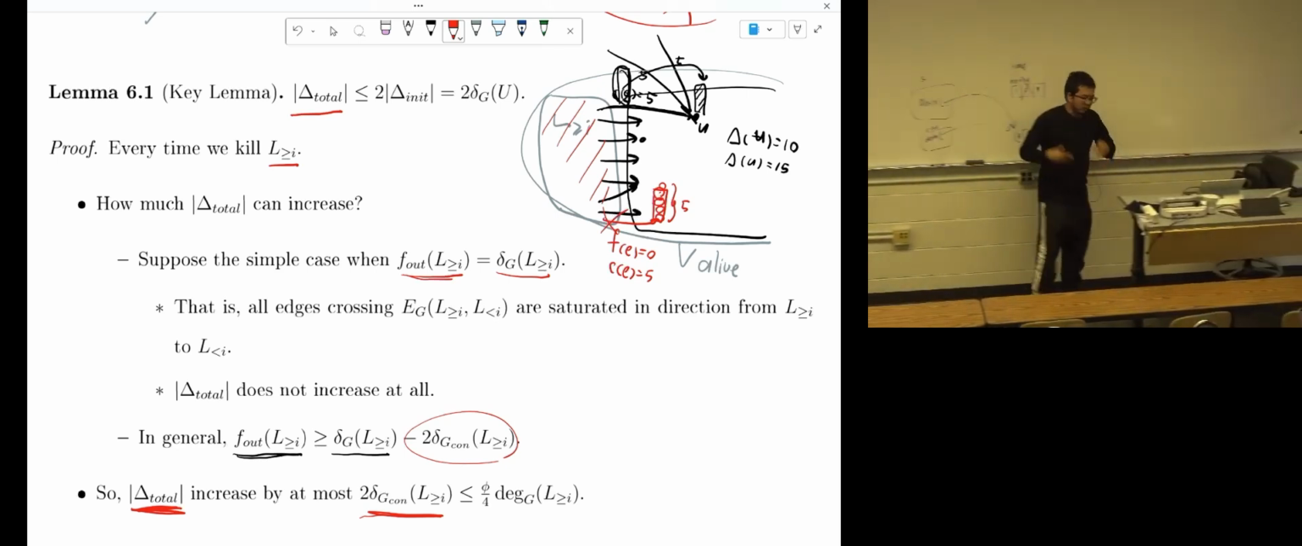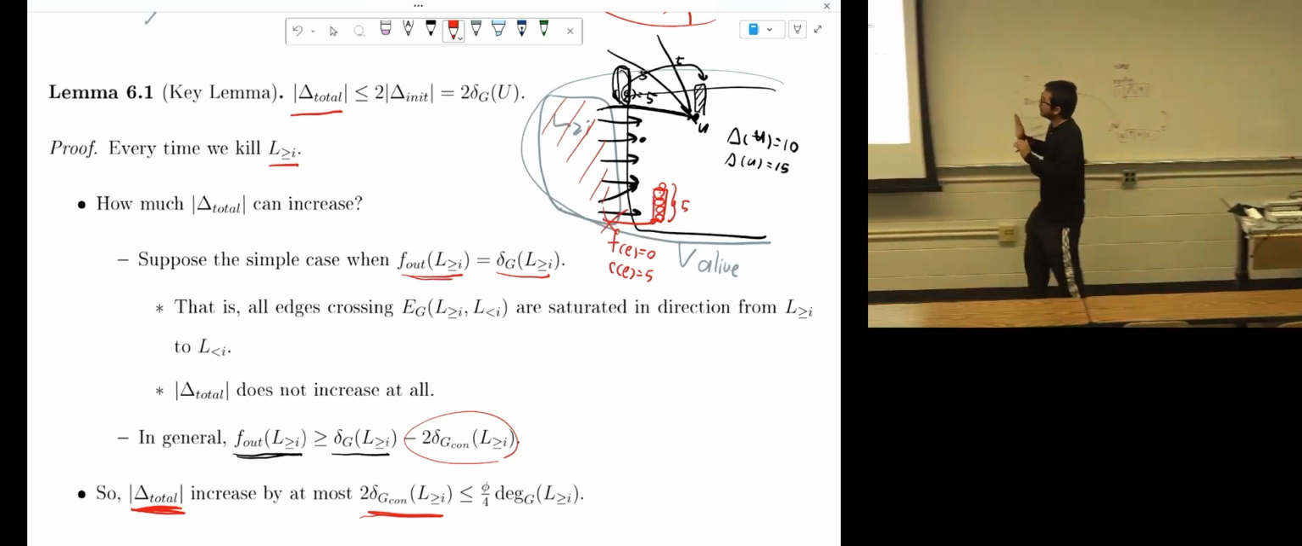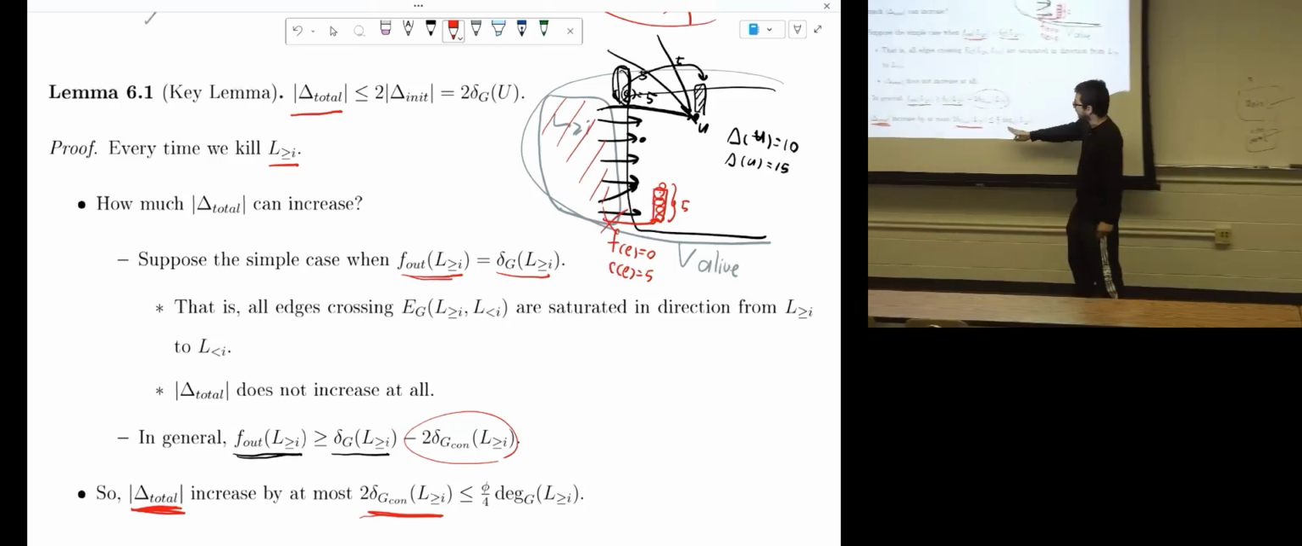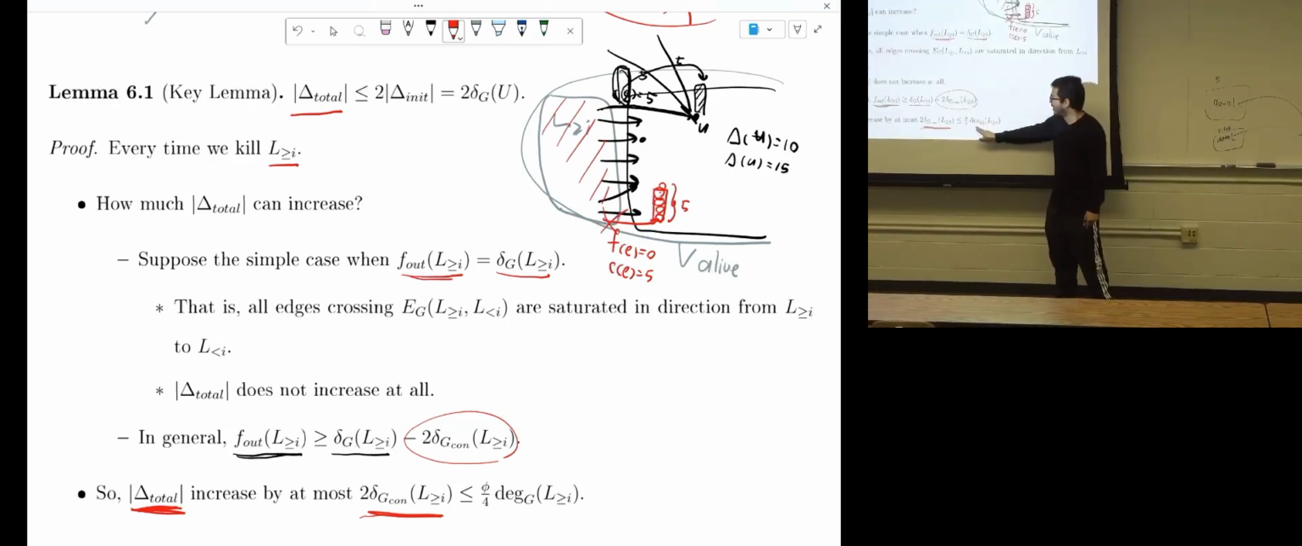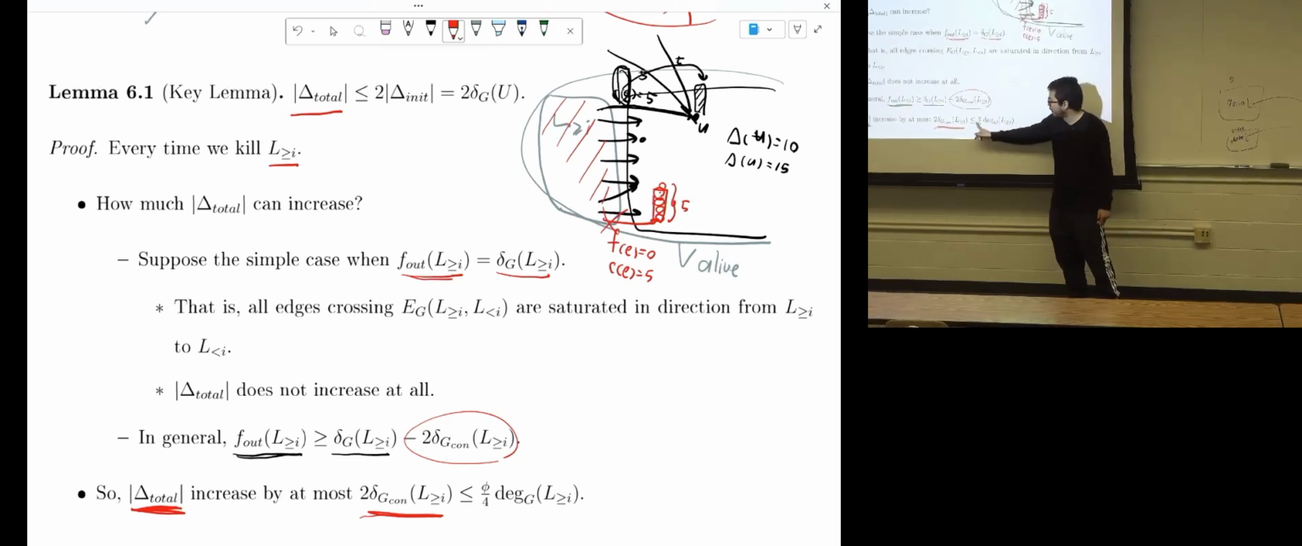So now the point is when you cut L at least I, you add something like the volume of L at least I times phi over 4. Okay. 4 here is important. I can choose this 4 to be something tiny, like 10, but 4 is enough.